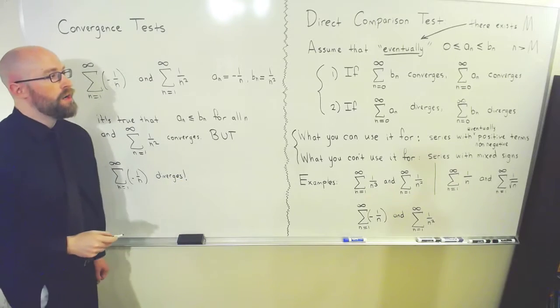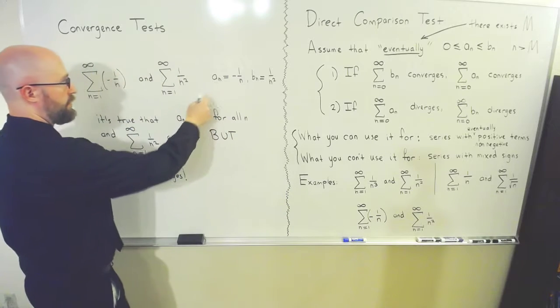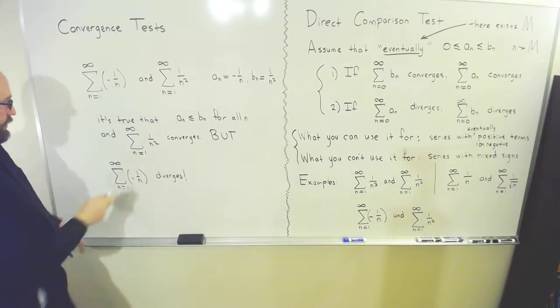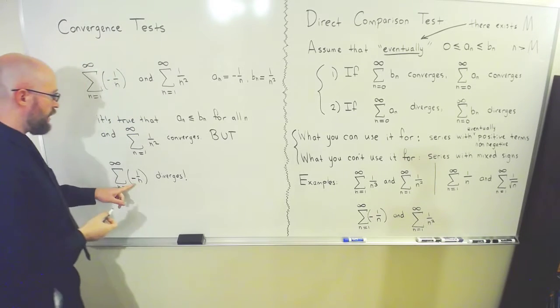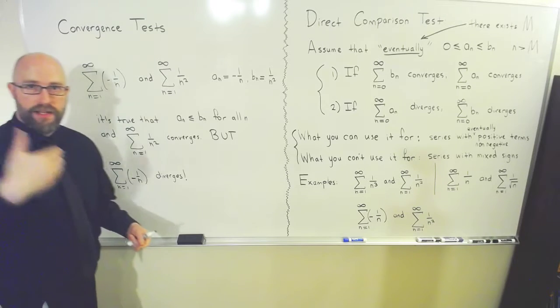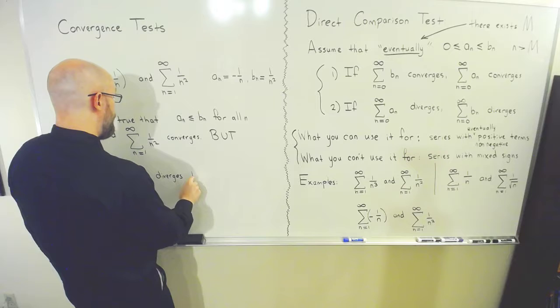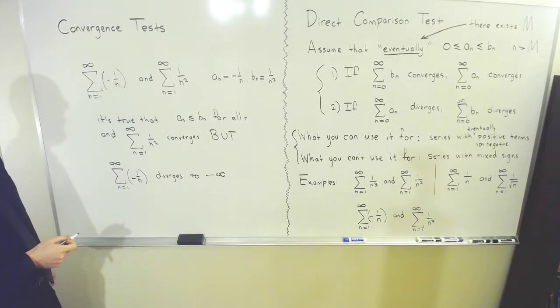So what went wrong? Well, the series don't have positive terms in this case. There's a negative sign here. Now, why does this diverge? Well, it diverges for the same reason that the harmonic series diverges. All it is is the harmonic series with a negative sign in front of it. So the harmonic series diverges to infinity, this diverges to negative infinity. It behaves the same way.